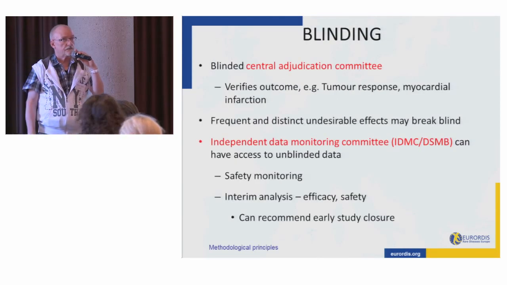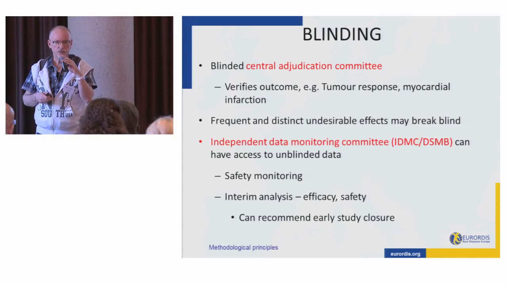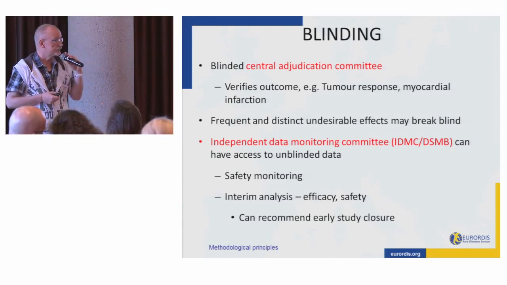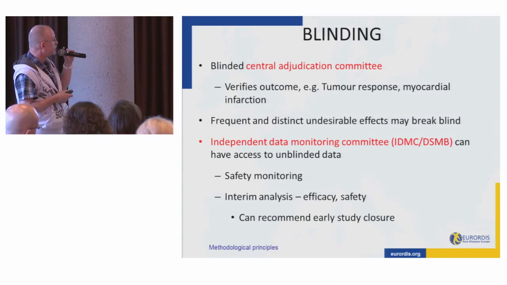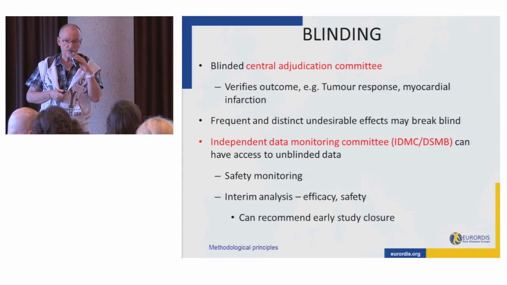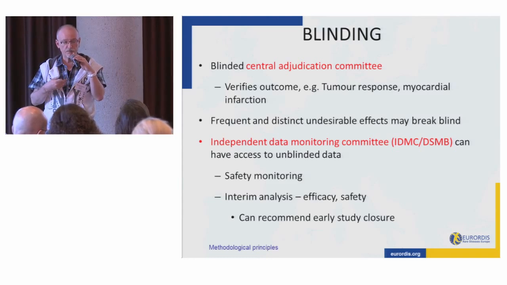It's particularly important if we cannot blind the study, if we have to do an open label study, such as in certain cancer treatment settings. You will want to have a blinded central committee looking at the objective results. In cancer, you will have the X-ray, the CT scans, the MRI, and the PET scans.